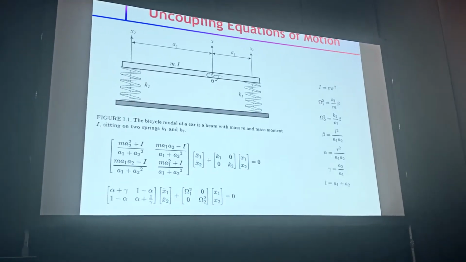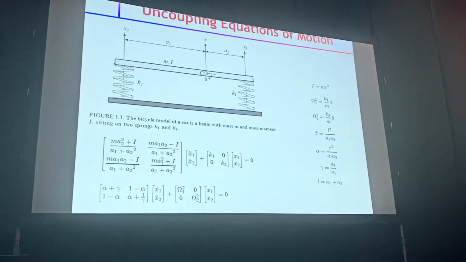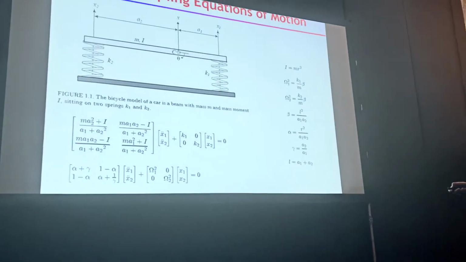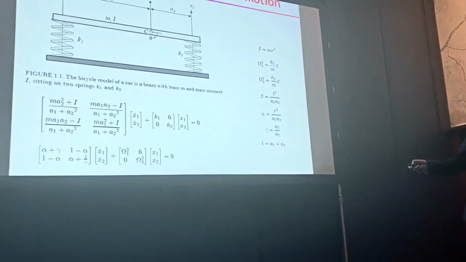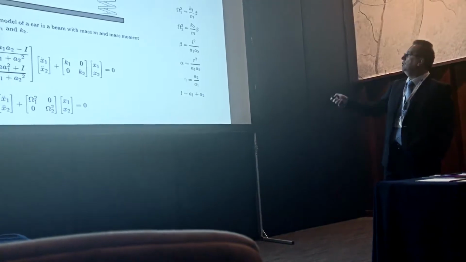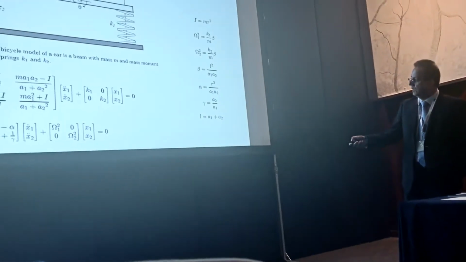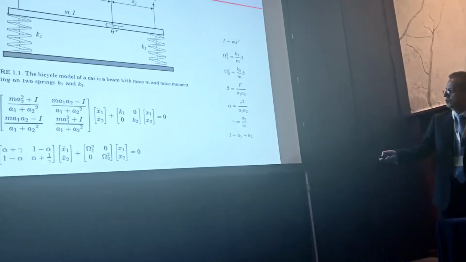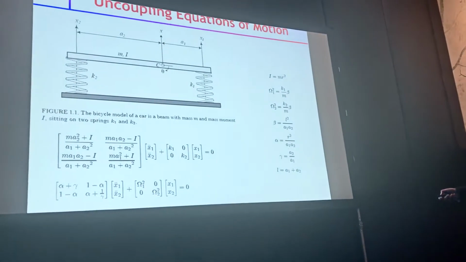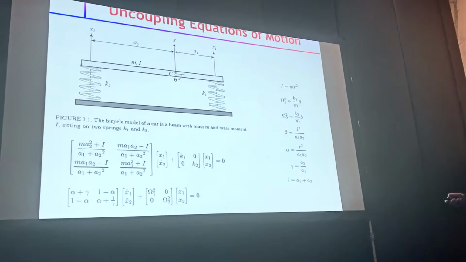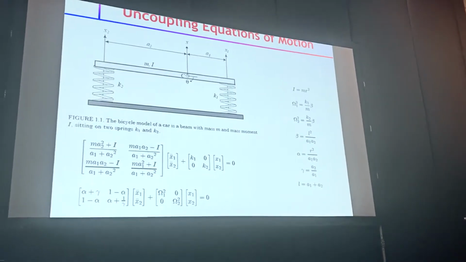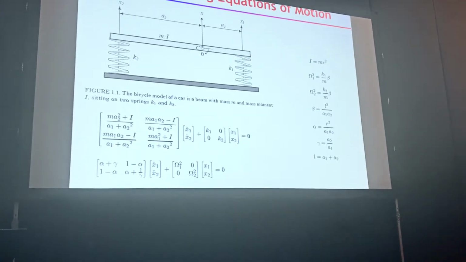We introduce some non-dimensionalization parameters, each of them related to the parameters of the system: A1, A2, m, I, the mass moment of inertia in pitch mode, and then K1, K2. Using these parameters, I can reduce the system to that shape, which has only alpha, gamma, capital gamma 1, capital gamma 2. So the number of parameters reduces to four instead of six or seven.